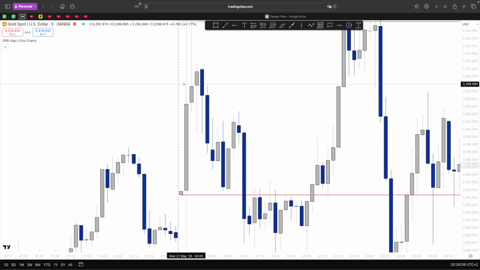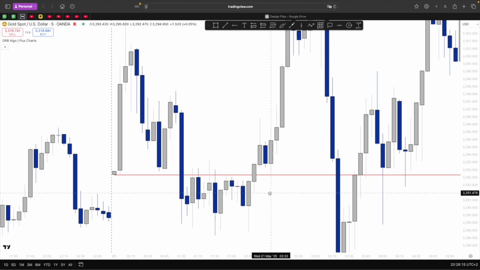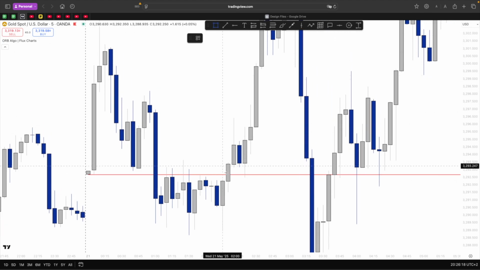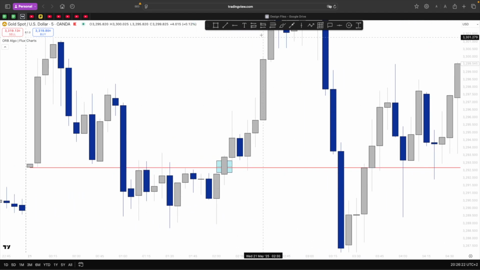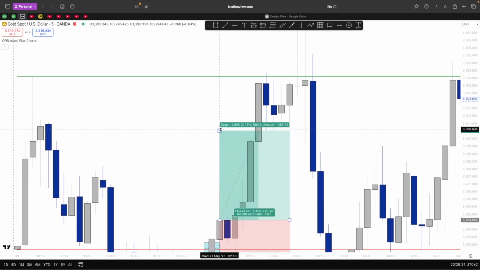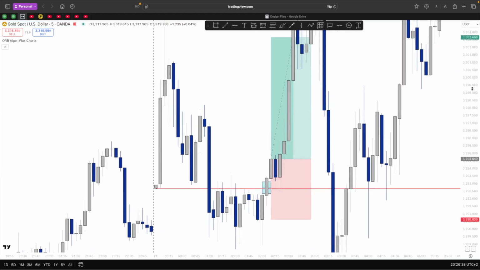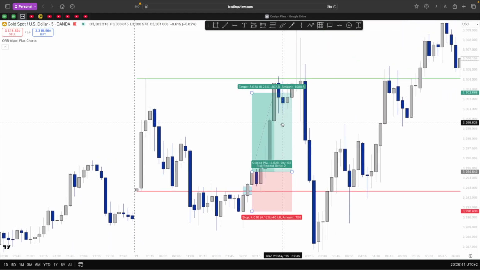This is Wednesday the 21st. Here you can see we took sell side liquidity right over here. Now we're waiting for that first fair value gap in the opposite direction to form right over there. You are going to enter your trade on the closure of the third candle, put your stops below the first candle's low at the body, and target a 1 to 2 risk to reward. And as you can see, it went perfectly to our take profit.